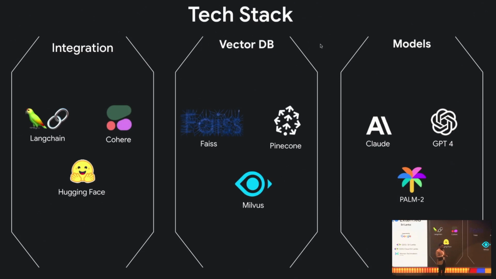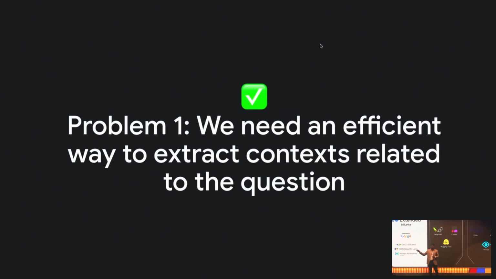For integrating all these together, we use LangChain. That's a framework we primarily use, but there are also proprietary frameworks like Cohere and Hugging Face. For vector DB, the current industry standard is FAISS, Facebook AI Similarity Search. And we have Pinecone and Milvus, which are proprietary vector DBs. For models, we have GPT-4 and PaLM 2, which are currently the standard, but we also have Claude from Anthropic, which is in closed user testing.